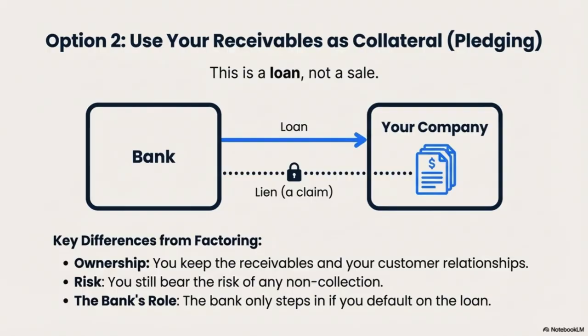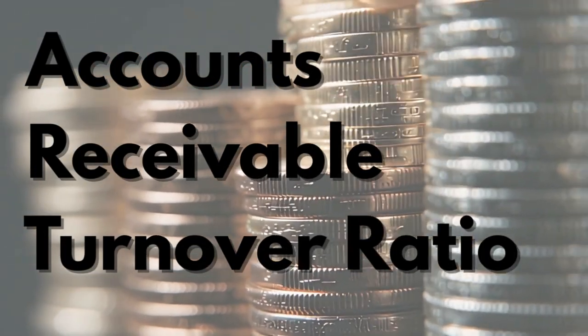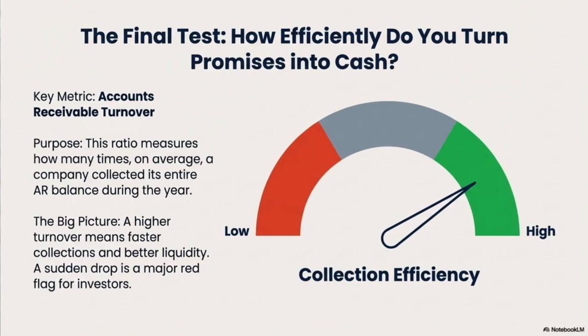How does a CFO or an investor grade how well a company is managing all of this? They look at one metric more than any other. It's the single most important one for this whole cycle. And that is the accounts receivable turnover ratio. Okay, what's it actually measuring? It's a measure of efficiency. It tells you how many times, on average, a company collected its entire AR balance during the year.